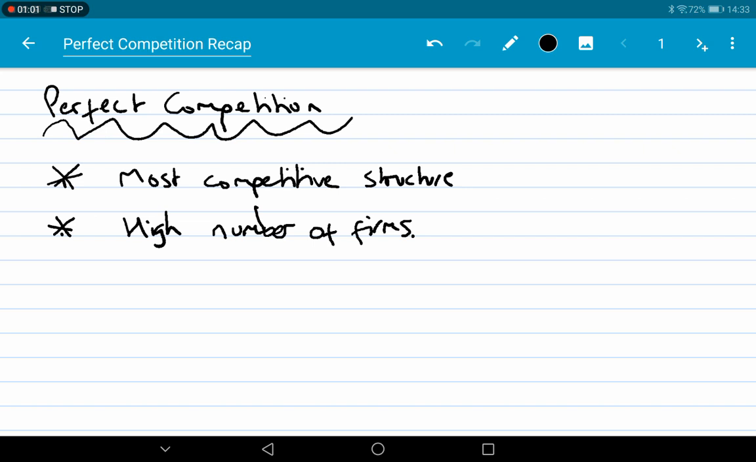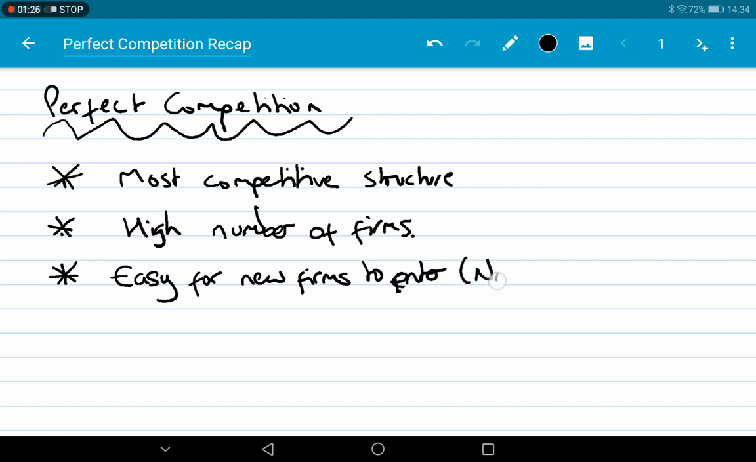Now, in order for there to be a very high number of firms, it must be fairly straightforward for new firms to enter. So in order for that to be the case, what we do is we make an assumption that there are no really big barriers. So there's no barriers to entry, nothing stopping firms entering the market.